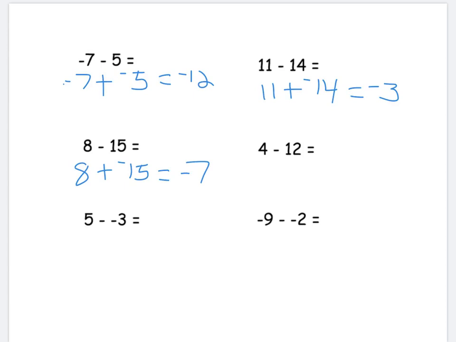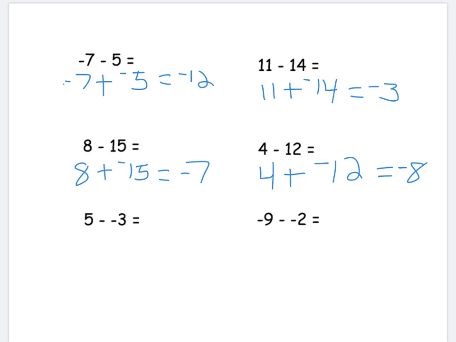Then if we're looking at the next one, 4 minus 12, I keep the 4. The subtraction changes to addition, and then the 12 becomes its opposite, which is negative. So then again, my signs are different, so we subtract. So 12 minus 4 is 8. And I have more negatives because the 12 is bigger than the 4. So then my answer should be negative 8.